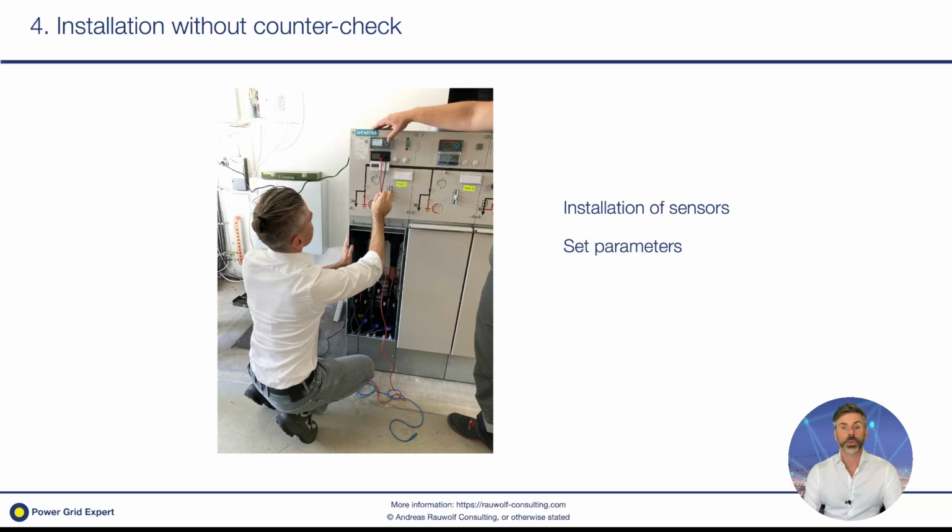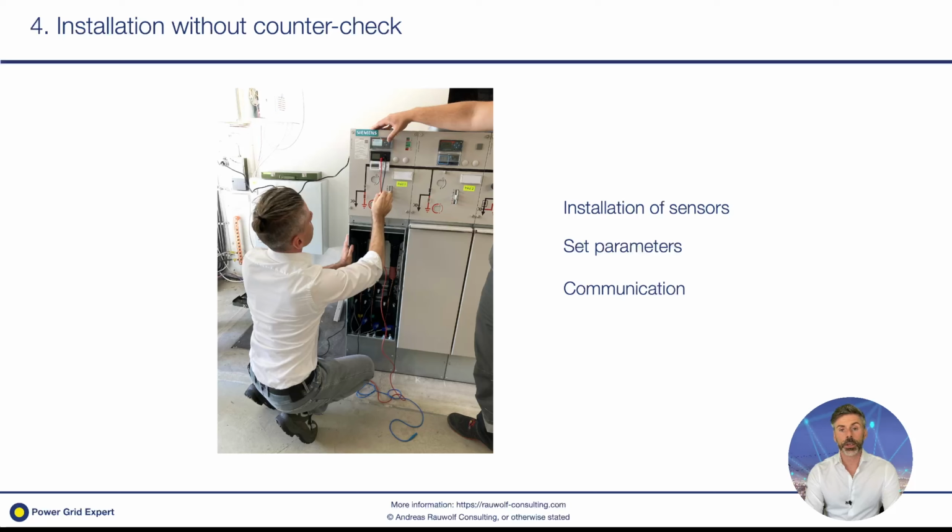Also, be sure to put the right set of parameters. So for these devices, we're talking about protection relays, fault indicators. They have settings for trip currents, for delay times, for types of faults you want to check and you want to detect. So be sure to put the right parameter set on those devices before leaving the station.